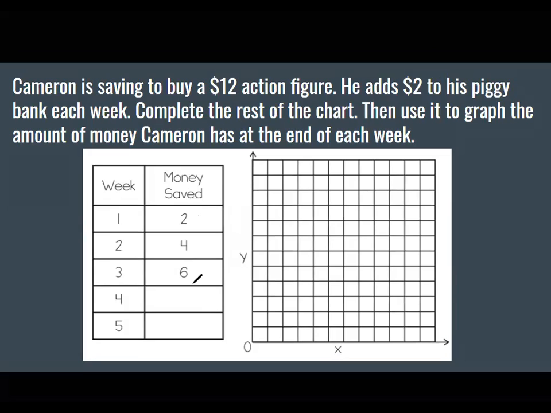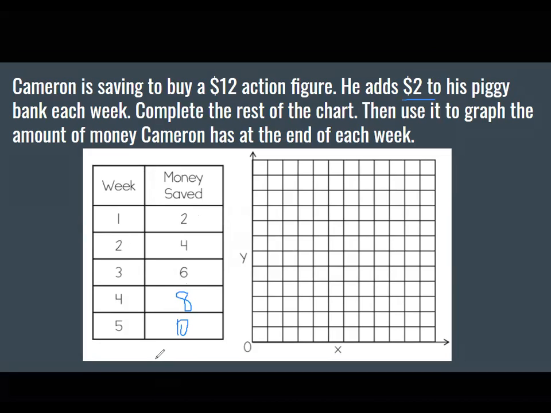So after week 3, he has saved $6. We know that he's adding $2 to his bank every week. So at week 4, we start with 6 and then add 2. That's going to give us $8. And then the next week, that will give us a total of $10.